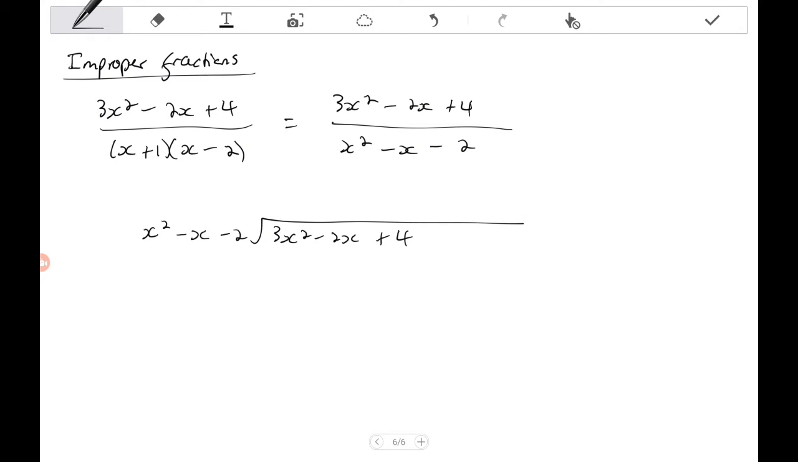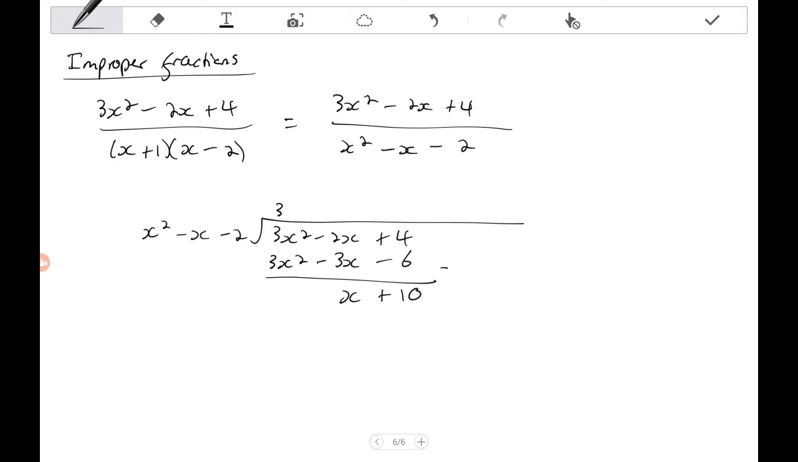Like so, I would have a 3x squared, sorry, 3 there, which would give us 3x squared minus 3x minus 6. So that would go minus 2 minus minus 3 would be x, 4 minus minus 6 would be 10.